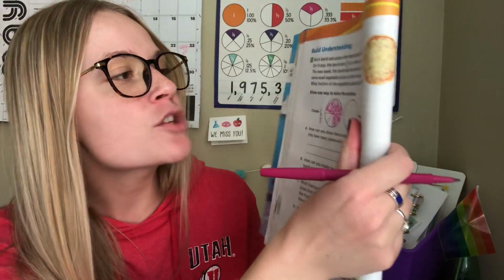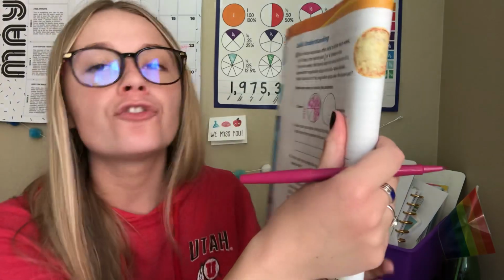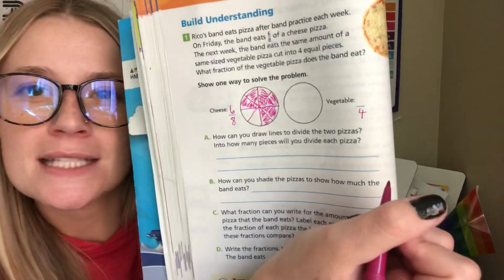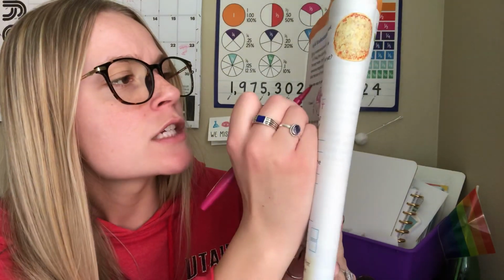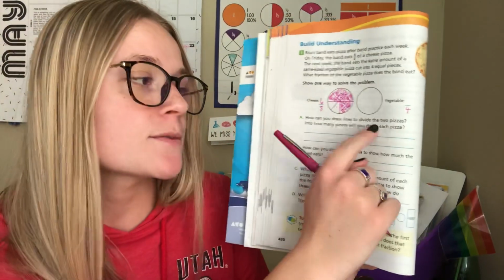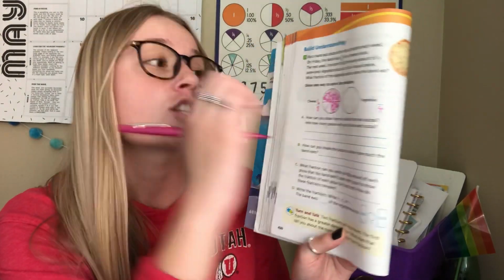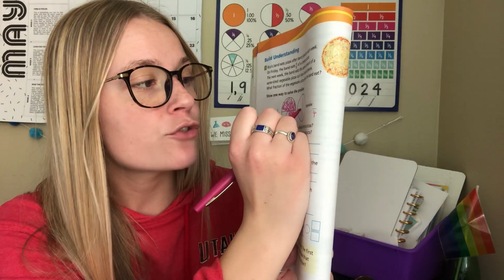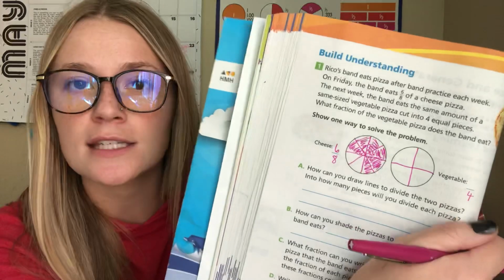And then the vegetable pizza is cut into 4 equal pieces. So I know that my denominator will be 4. So I'm going to draw 2 lines, and this is what you'll write for part A. I'll draw 2 lines to divide the vegetable pizza into 4 equal slices, like that.